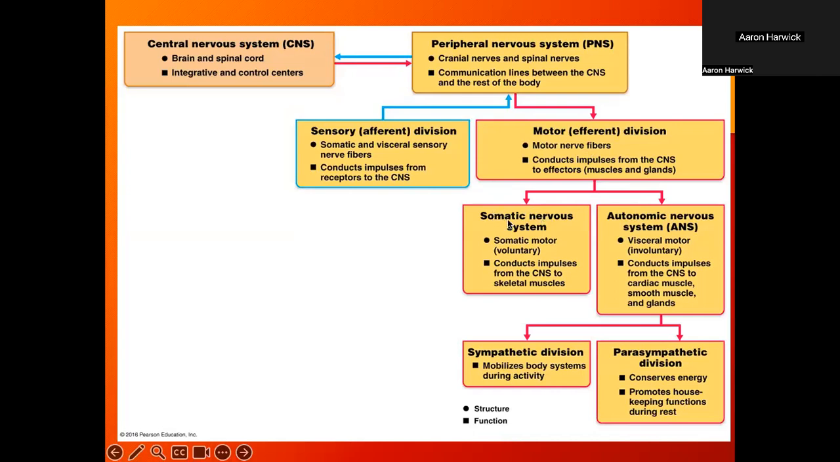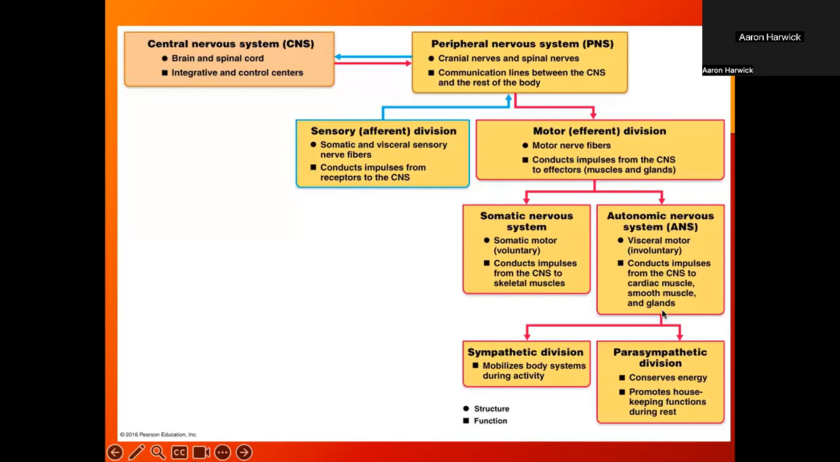The somatic nervous system is our voluntary movement. So it conducts impulses from the CNS to the skeletal muscles for voluntary controlled movement. The autonomic nervous system is more about those automatic stimulatory processes or movements. So these are visceral motor pathways that are involuntary, such as the heart, the internal organs, smooth muscle, digestion, and certain glands. So this autonomic system is more involuntary.